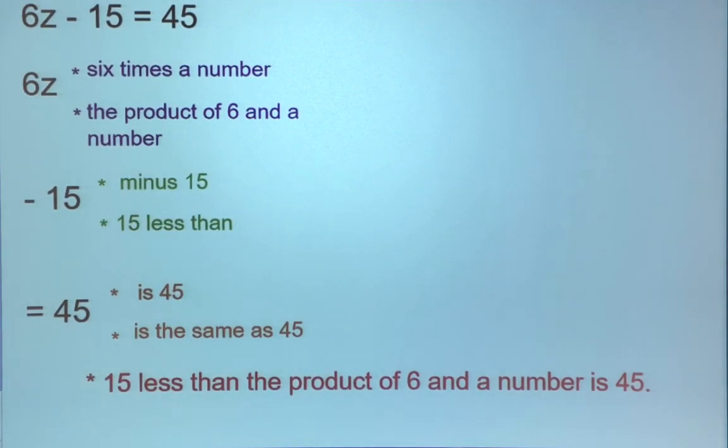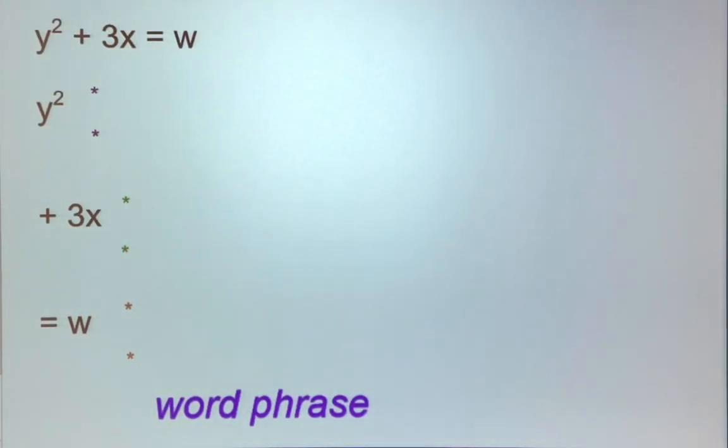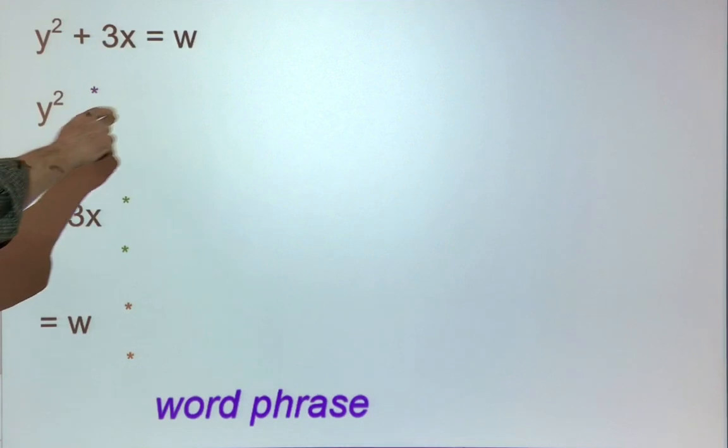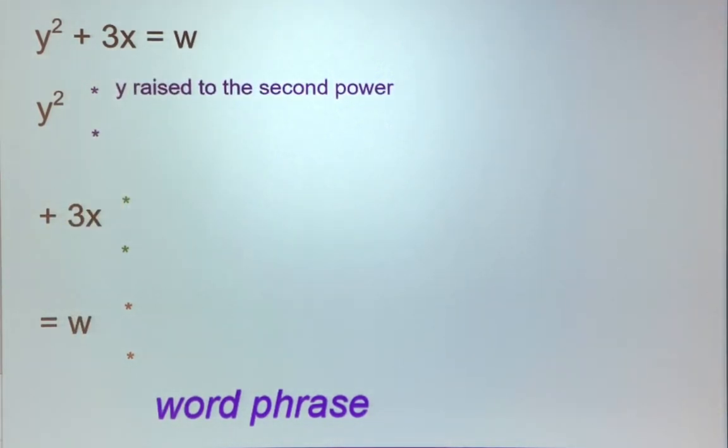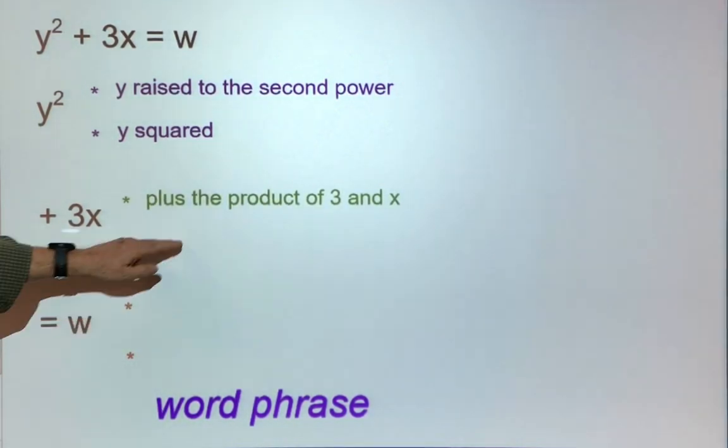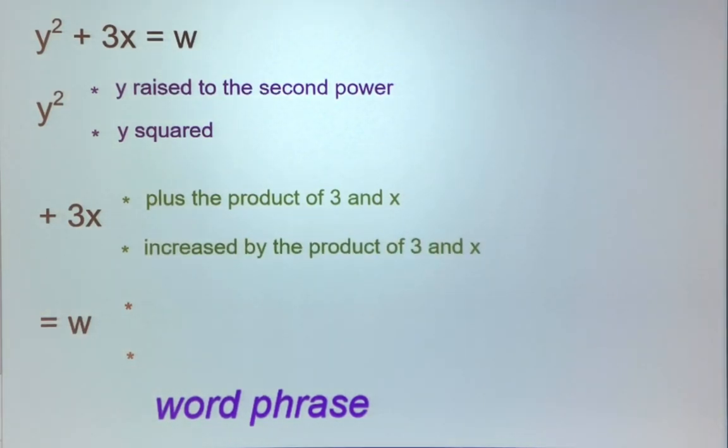Let's take a look at one more equation to a word phrase. This one we've got y to the second power plus 3x is equal to w. Well, a couple of different ways we could phrase y to the second power. We could say y raised to the second power, or we could just say y squared. When we have plus 3x, well, 3x is the product of 3 and x. So there's a couple different ways we could say that. We could say plus the product of 3 and x. We could also say increased by the product of 3 and x. Both of those mean to add.